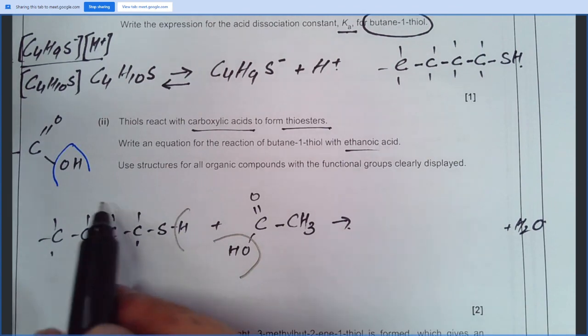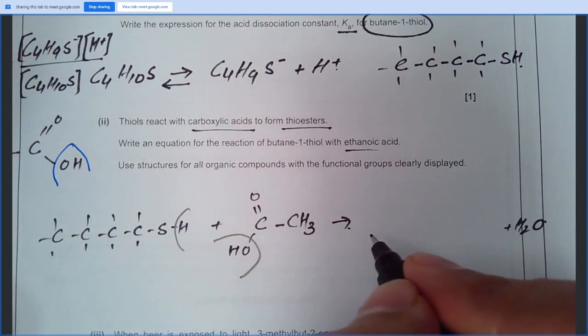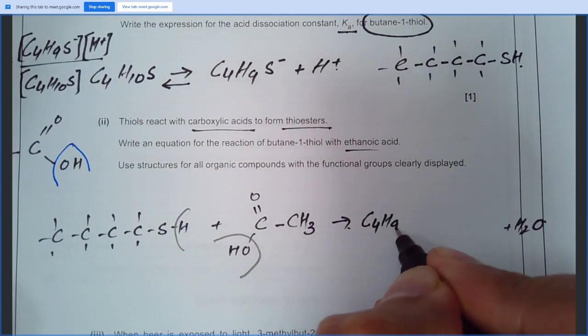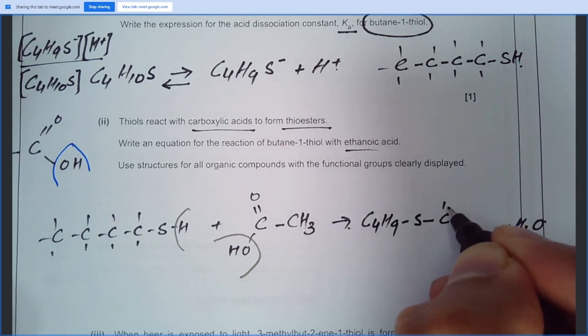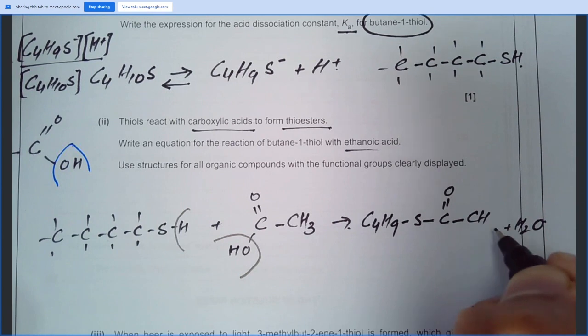So that will be, I'm going to write it down together, C4H9-S-C double bond O-CH3.